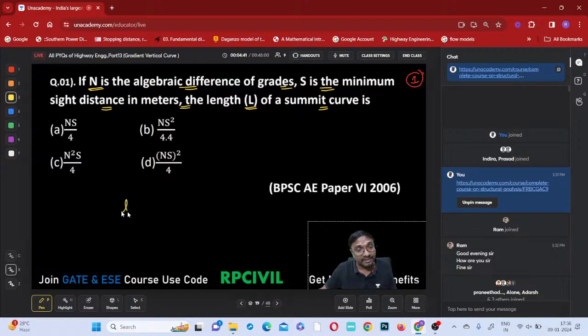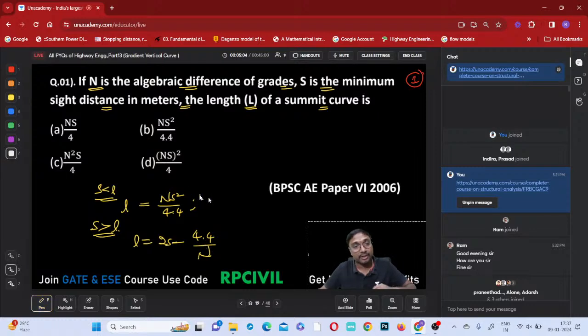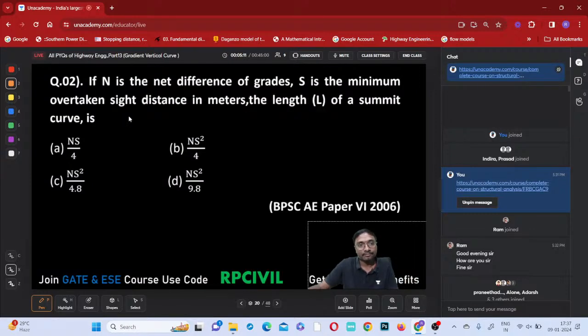Whenever it is at SSD, what is that L? If sight distance is lesser than the length of this curve, L will be equal to NS square by 4.4. And if S is greater than L, if sight distance is greater than the length of the curve, L is 2S minus 4.4 divided by N. So here nothing is mentioned, which condition do we have to consider? First condition we have to consider. Option B will be the answer. Yes. Shall I go on to the next question?